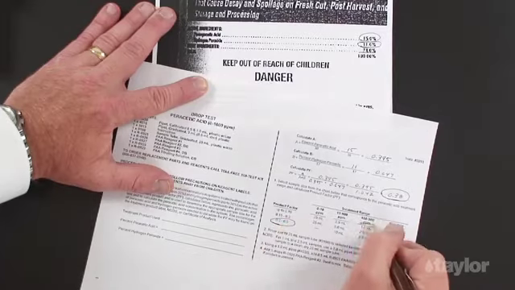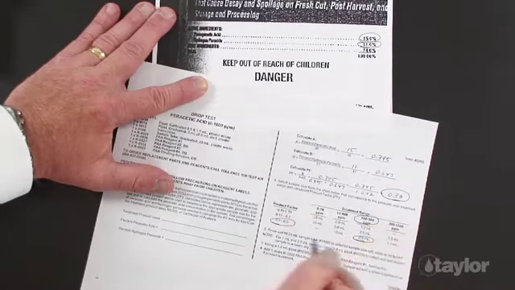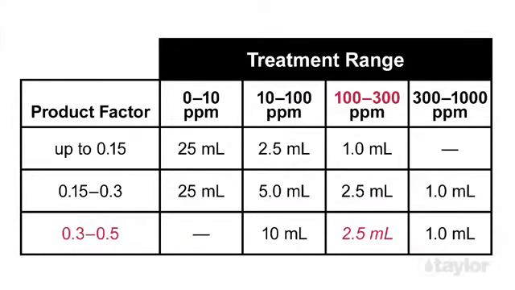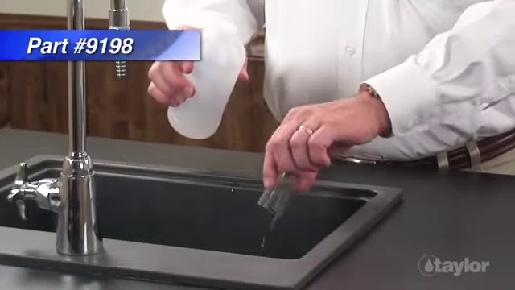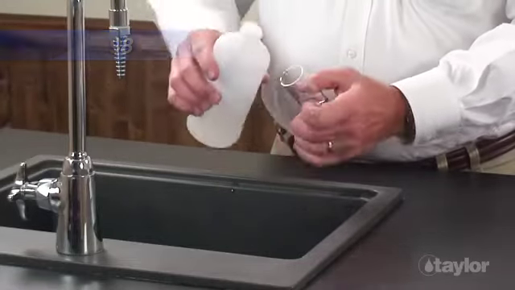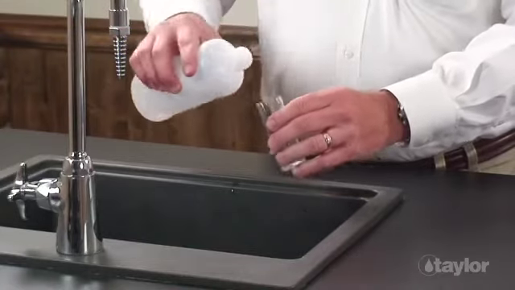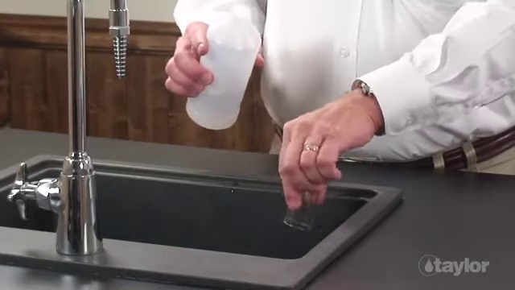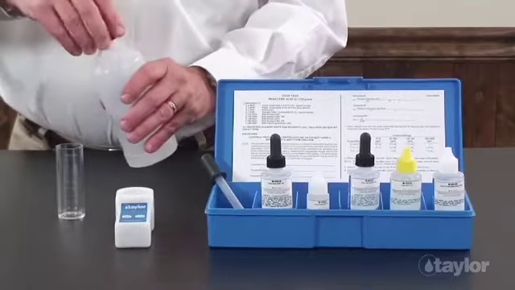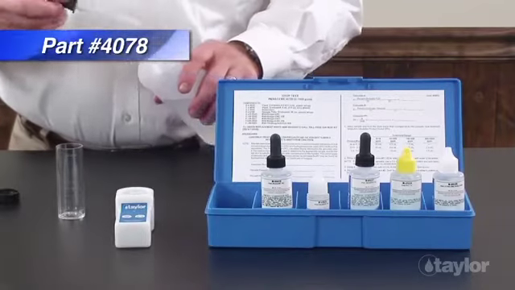Select the sample size from the chart that corresponds to the peracetic acid treatment range and the calculated product factor. With a product factor of 0.38 and an expected treatment range of 150 to 200 parts per million, we will need to use a 2.5 ml sample. Rinse and fill the 25 ml sample tube to the selected sample size with the water to be tested. Note: for 1 ml and 2.5 ml samples, use a 3.0 ml pipette and add the sample water to a clean, dry 25 ml sample tube.